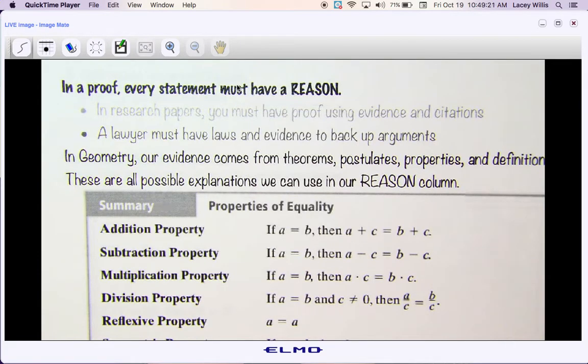A lawyer, do you think they can just show up to court and say, I know this person stole the car, and that's it? Or do they have to prove it with evidence? Right. So even though you're never going to write a mathematical proof again, I know that, the process of thinking about how to form an argument is very useful, okay?